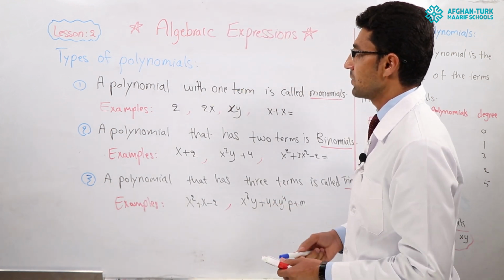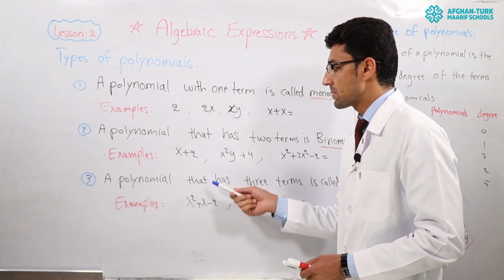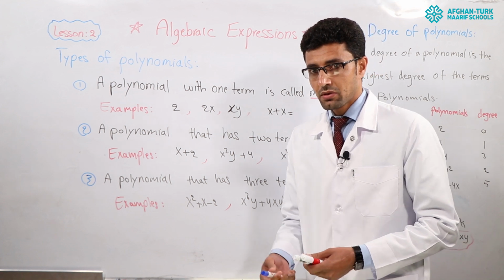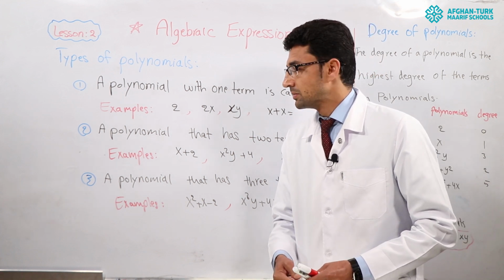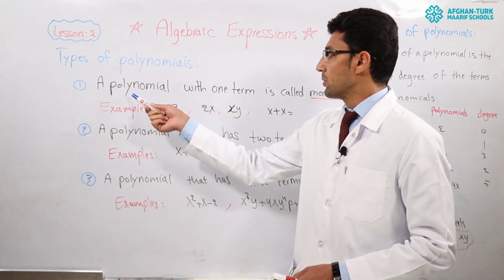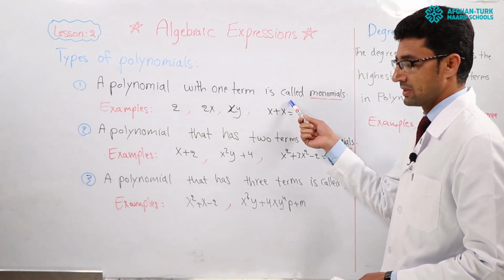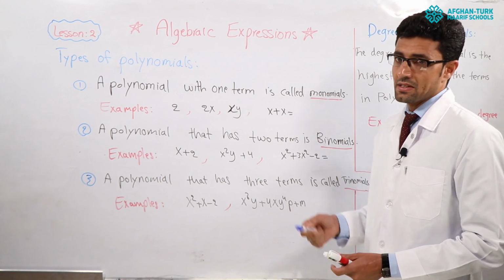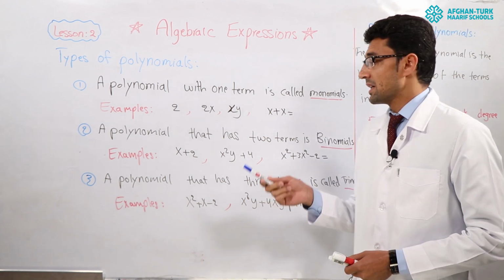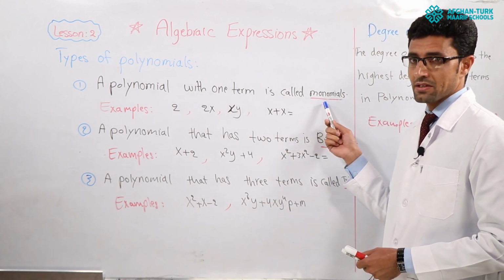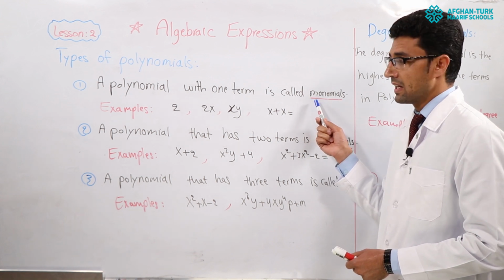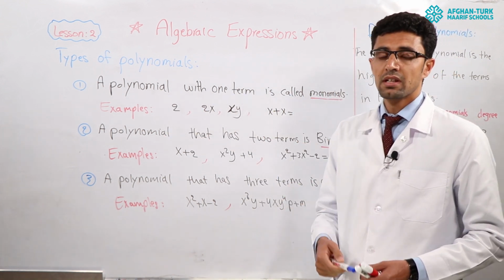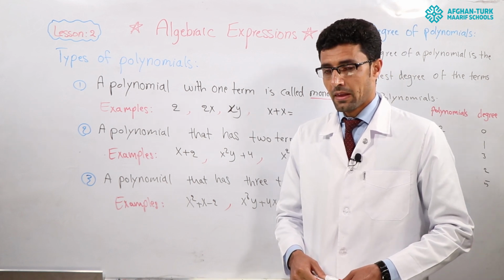In general, we have three types of polynomials, and we are going to define all of them for you. The first one: a polynomial with one term is called what? Monomials. Repeat after me. Monomials. If a polynomial has only one term, that is called a monomial.